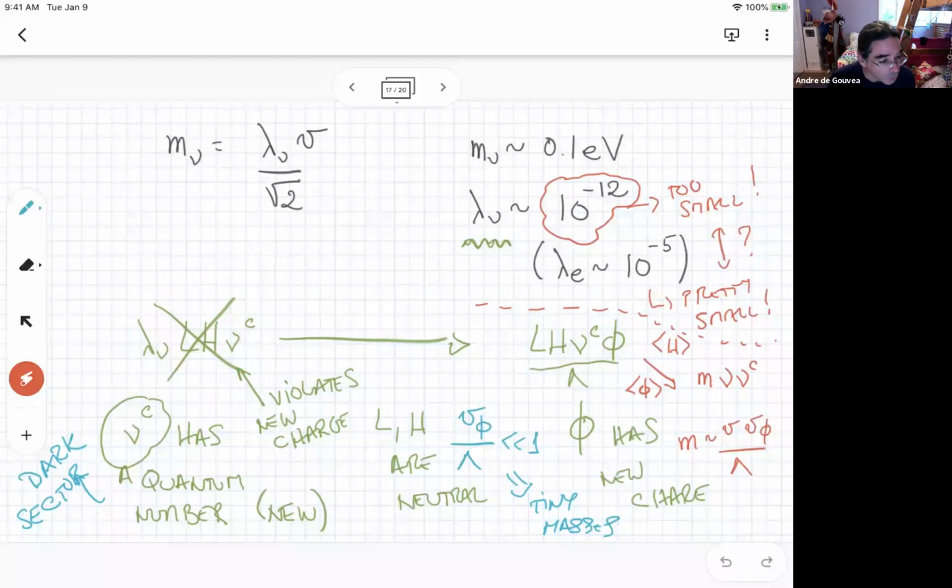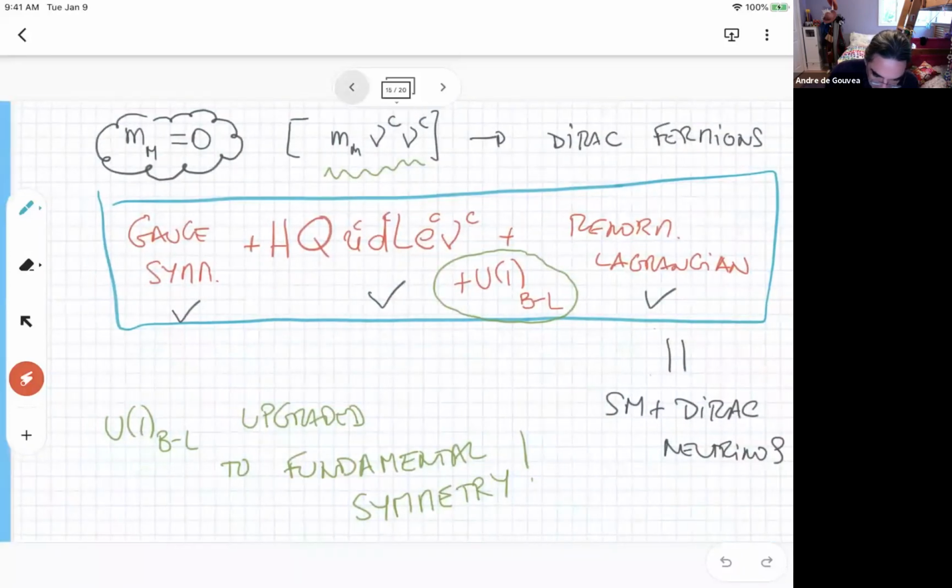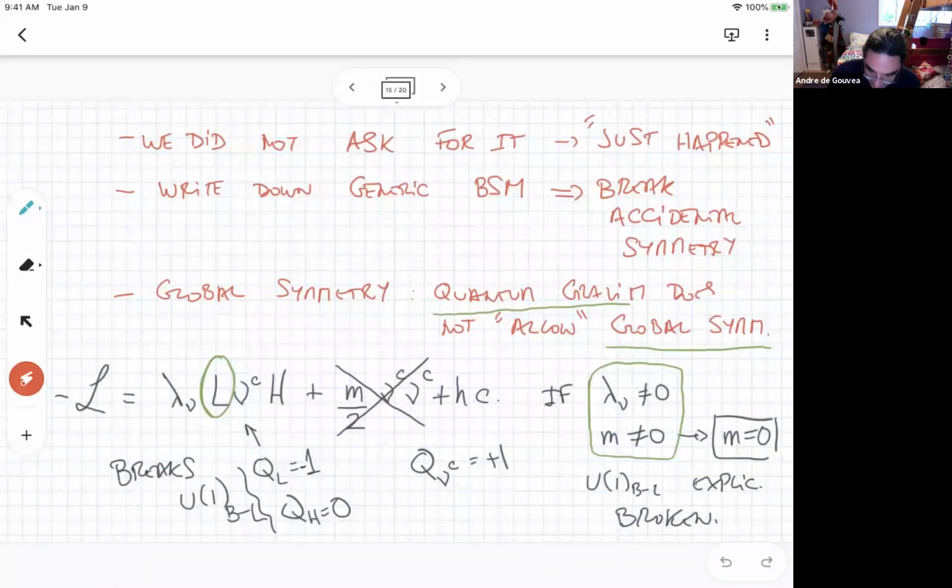Okay, so one more question. So why not just keep Majorana mass? That's what I'll talk about next time. So again, what most people do, including impatient people, is to say, okay, this U1 B minus L thing is clearly very messy. Why don't we just live with both of these couplings at the same time? And that's what I'll talk about the next time.